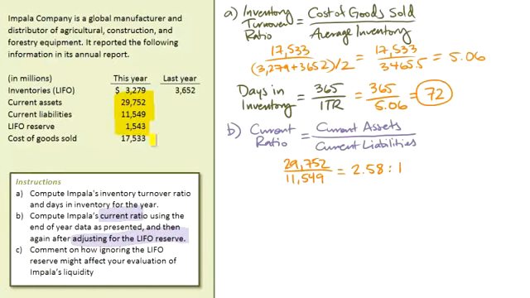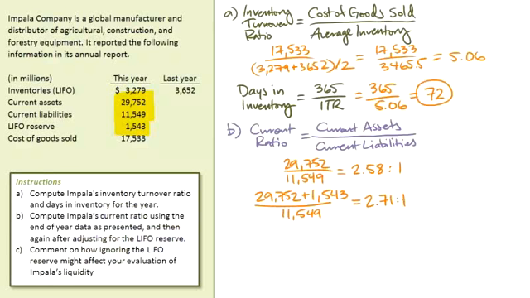If we include our LIFO reserve, we'll calculate this by adding that to our current assets, 29,752 plus 1,543, divided by liabilities of 11,549, gives us a ratio of approximately 2.71 to 1.